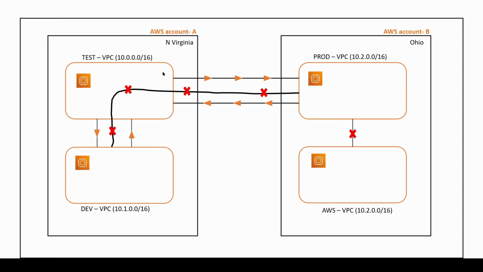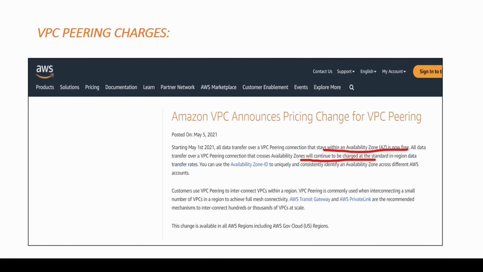I believe you understand these limitations now. So we cannot establish the peering connections having the same CIDR range, and we cannot communicate with the prod VPC server directly without establishing a separate VPC connection from dev to prod. And one more thing regarding peering connection pricing: for establishing the peering connection, there are no charges, but charges will be applicable for the data transfer over the peering connection across AZs.